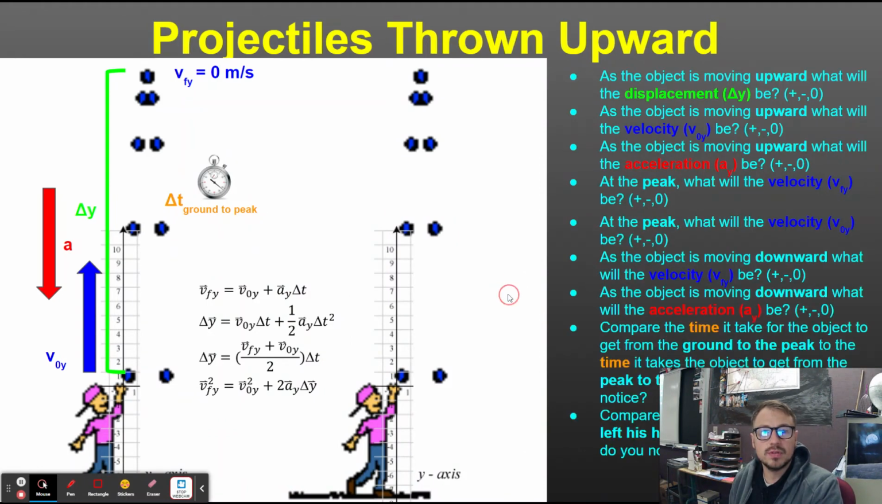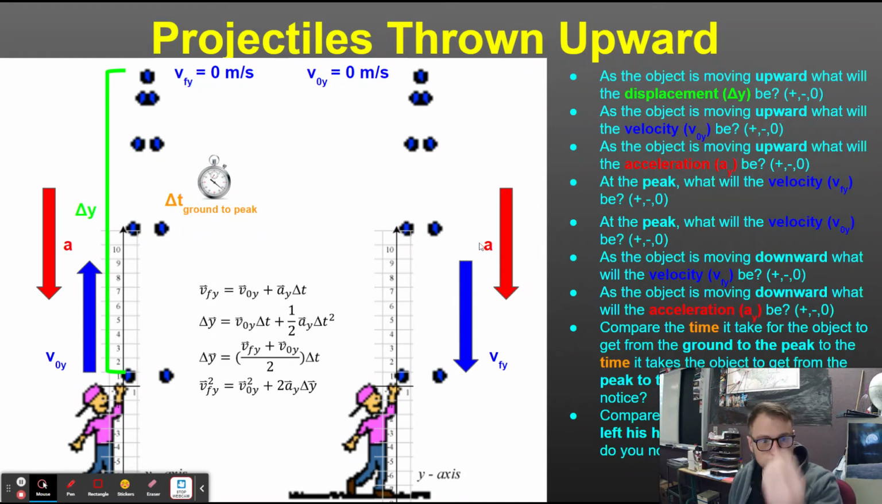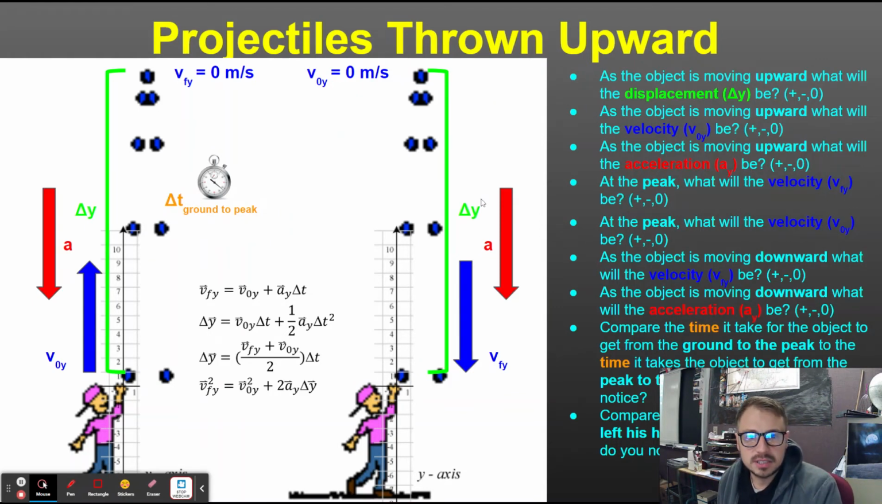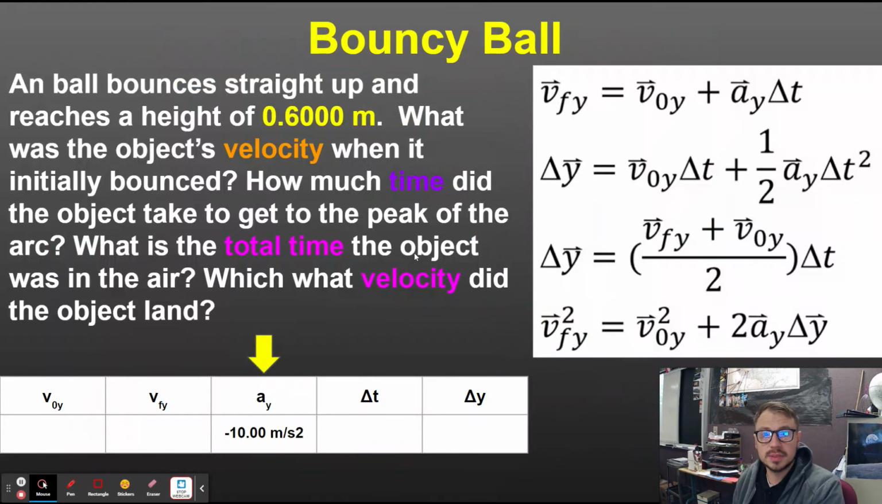Well, let's take a look at it moving back down. So you can see here the acceleration is still negative, right? The initial velocity, though, is 0. This is just a dropped projectile. Now, the final velocity as it's moving down is going to be negative, and the displacement, well, it's falling the same distance that it went up. And then this will give me the time it takes to get from the peak to the ground. Now, these times are going to be the same. The time that it takes to get from the ground to the peak and the time that it takes to get from the peak to the ground are going to be the same.